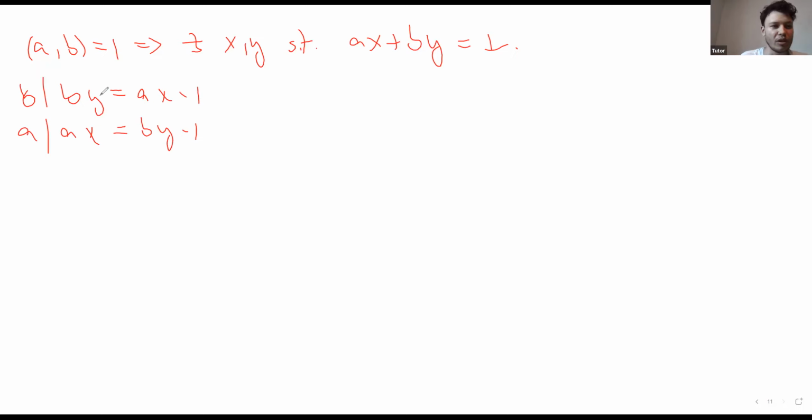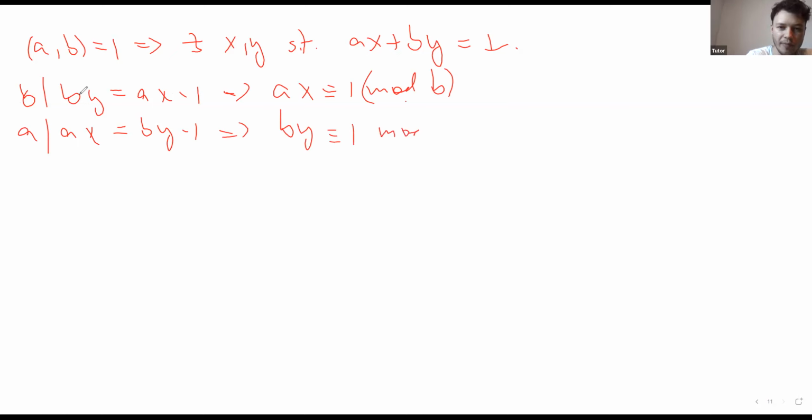What does the first line mod b say? It's saying that ax minus 1 is a multiple of b, right? So ax and 1 have the same remainder mod b. So basically, ax minus 1 equal to by means that ax is going to be congruent with 1 mod b. Or you're going to have that by is going to be congruent with 1 mod a.